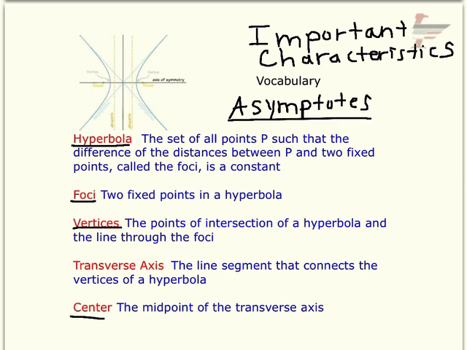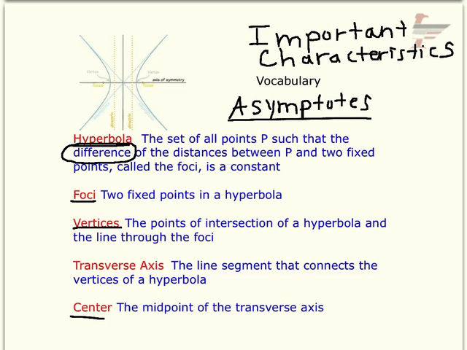Okay, so now a hyperbola, and I have a visual here, the definition of a hyperbola, geometrically speaking, is the set of all points P such that the difference of the distances between P and two fixed points called the foci is constant. Now if you remember an ellipse, I could pick any point on an ellipse and calculate the distance from that point on the ellipse to both the foci, and the sum of those would be fixed no matter what point on the ellipse I chose. Here with a hyperbola, instead of the sum, it's the difference. So the difference of those distances will be fixed.